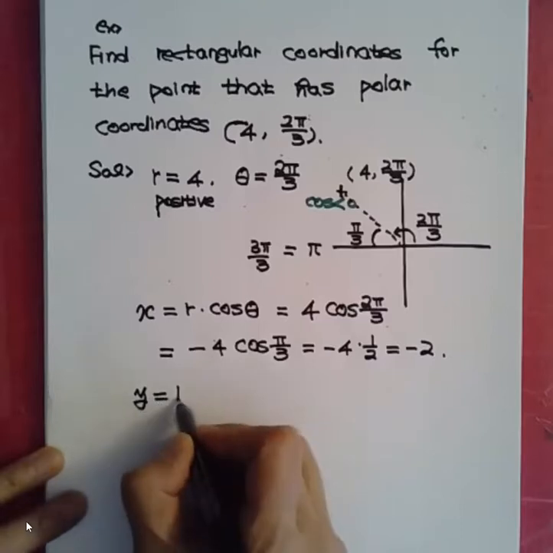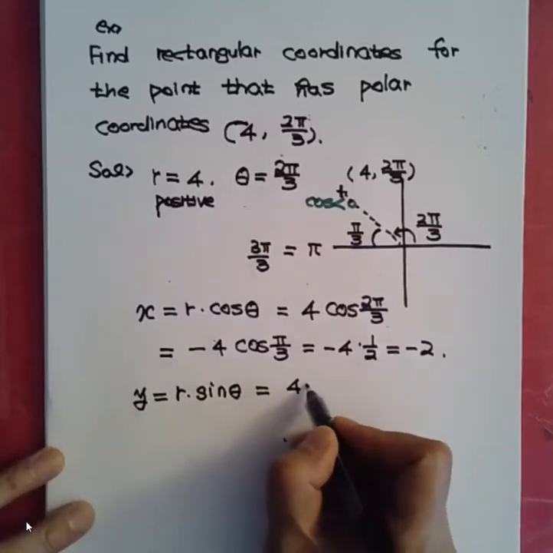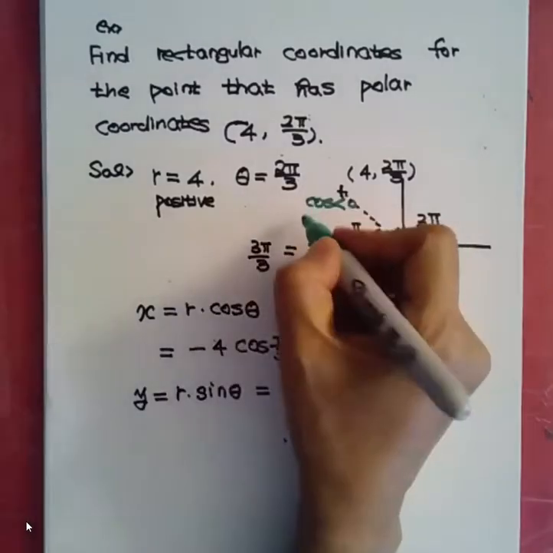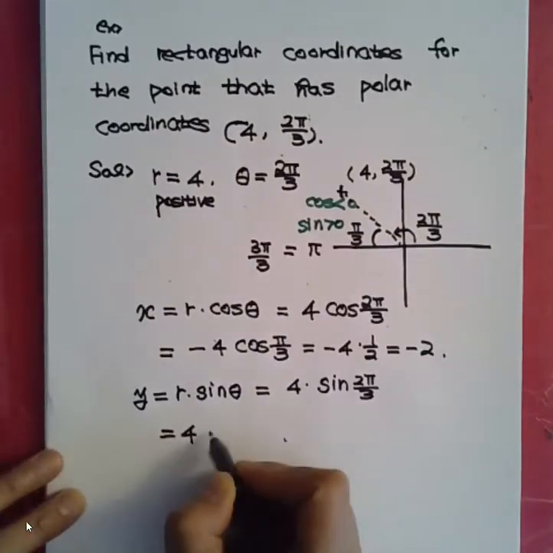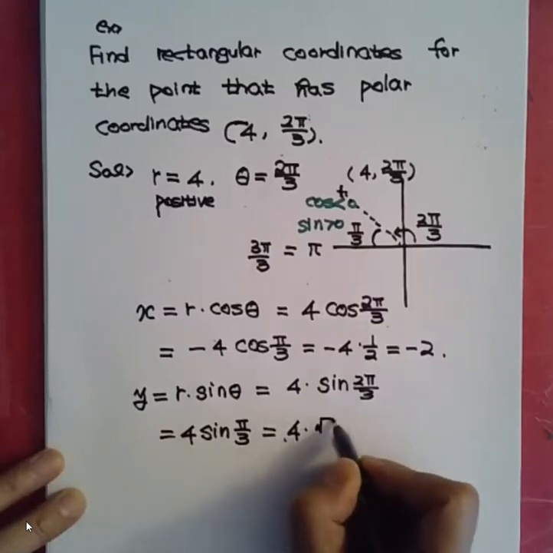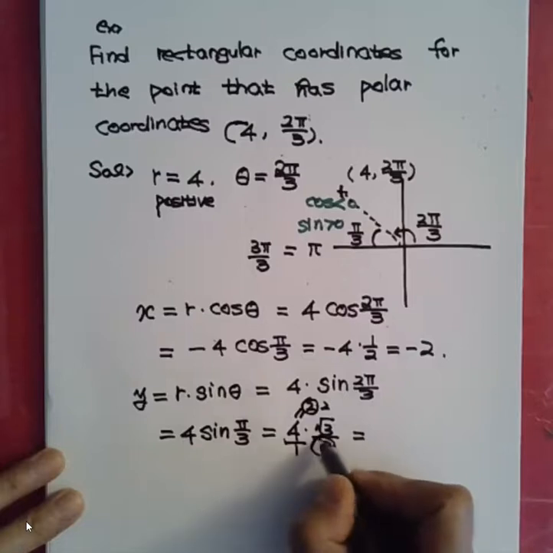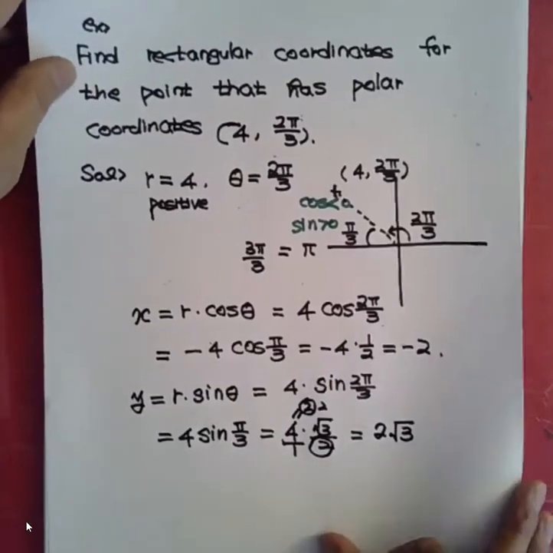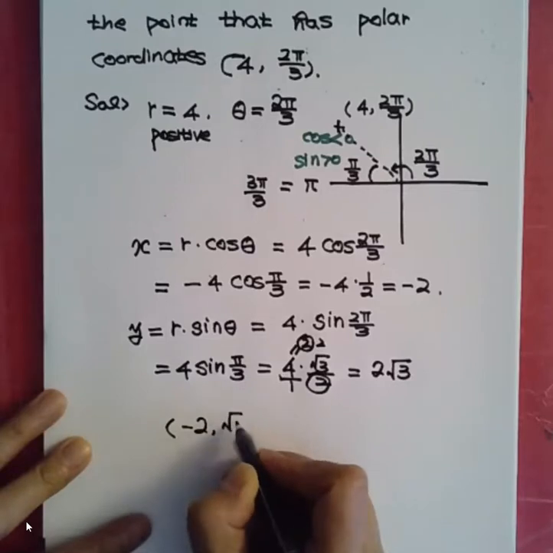And y equals r times sine of theta. We do similar reasoning. R is 4 and sine of 2 pi over 3. This time, sine is positive because y is positive in the second quadrant. So that is 4 times sine of pi over 3. So that is 4 times square root of 3 over 2. When we simplify, we get 2 square root of 3. So we got x and y. The final answer will be minus 2 and 2 square root of 3.